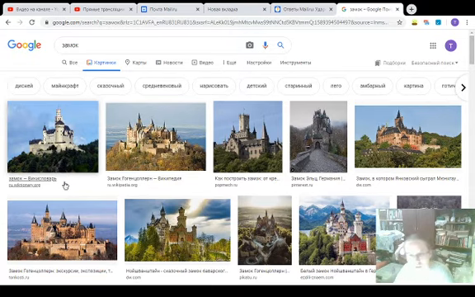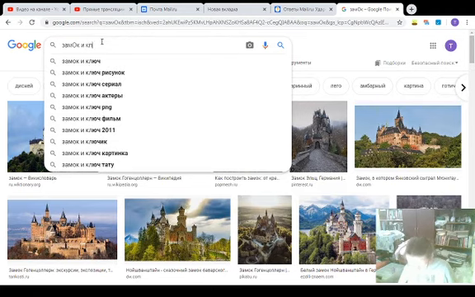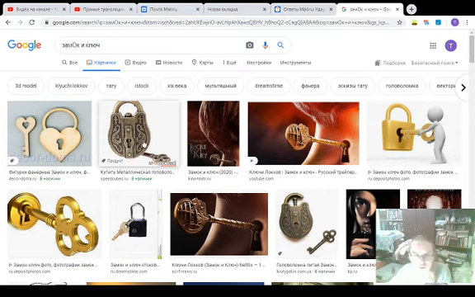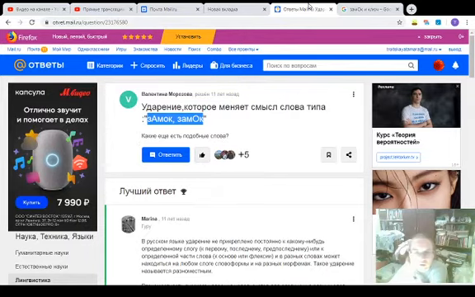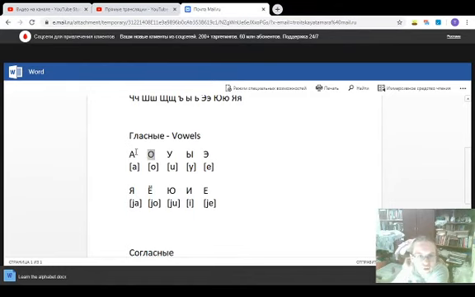Замок and замок. I need замок, not замок. Yeah, so it is замок. Really, замок. And the last one was замок. Okay. So this situation is for the letter o.